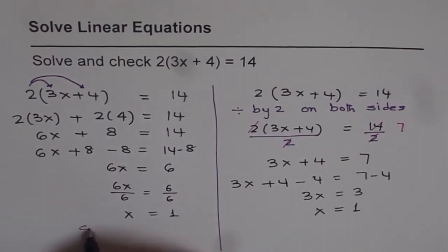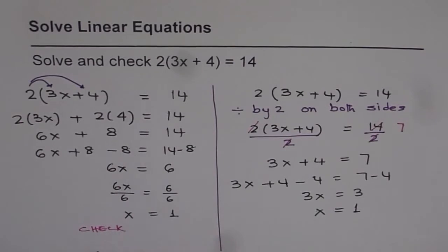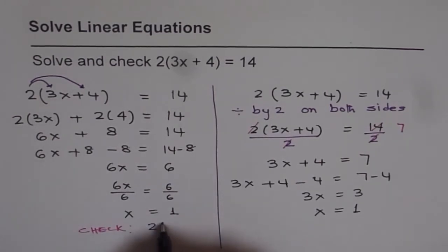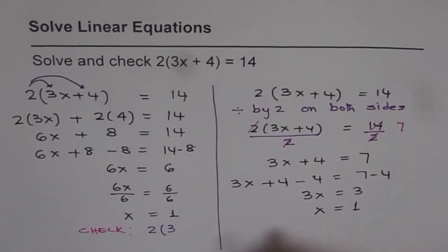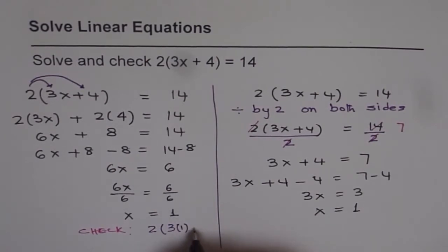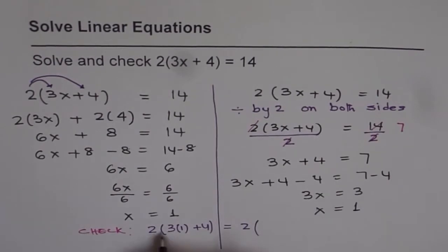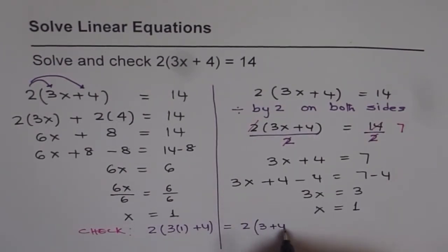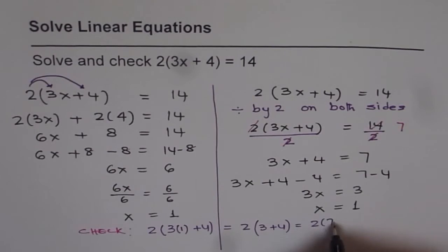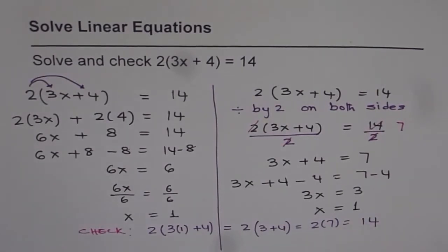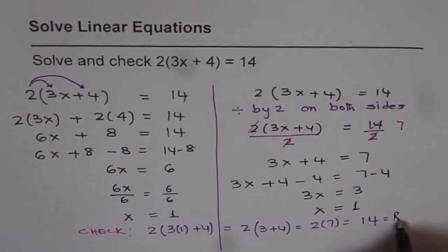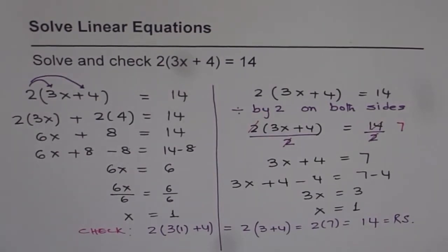Now let us check it also. To check, what should we do? We just substitute the value of x on the left side. So we get 2 times (3 times 1 plus 4), writing 1 in brackets for x. 3 times 1 is 3, so we get 2 times (3 plus 4), which is 2 times 7, and that is indeed 14. Which is equal to the right side, correct? So we checked also. Our answer is perfectly fine.